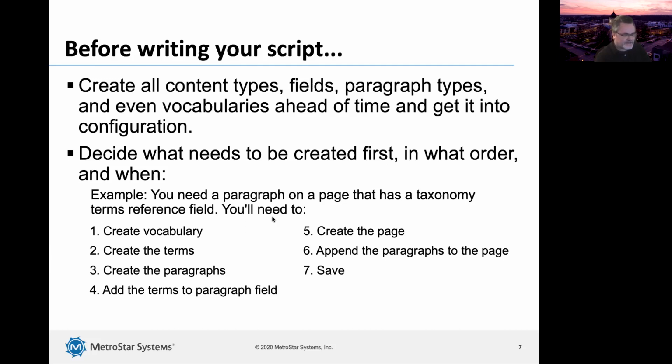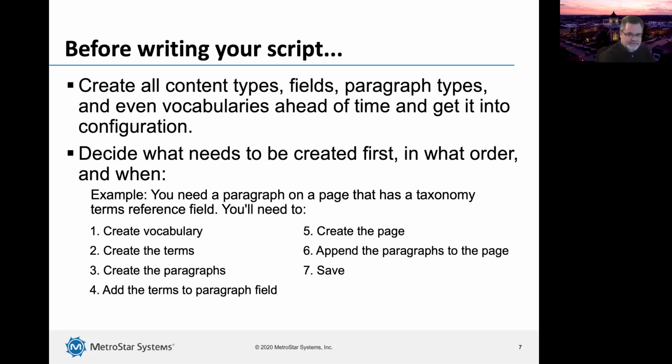The other thing you need to consider is the order that you're going to be entering in your data, your content. That's important because, as you can see, we have a numbered list here for how we did it for the tool. Specifically, point number 4 is we're adding taxonomy terms to a paragraph field. Well, if we just create the paragraph and we haven't created the terms yet, that's not going to work. So we need to make sure we create the terms first, then the paragraph, so then we can add the terms to the paragraph field. By the same token, you want to create the page because we're going to be appending the paragraphs to that page, and then we're going to save it.